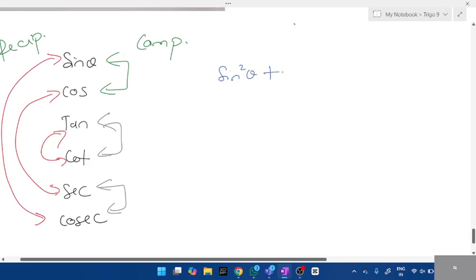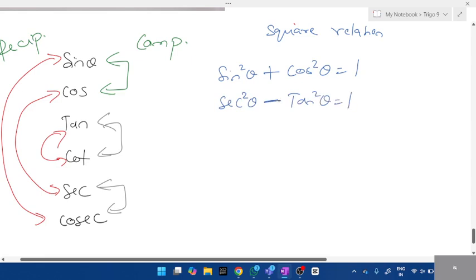Sin square theta plus cos square theta is equal to 1. Next, sec square theta minus, not plus, minus tan square theta. Go through this, students. This is very important. Cosec square theta minus cot square theta is equal to 1.